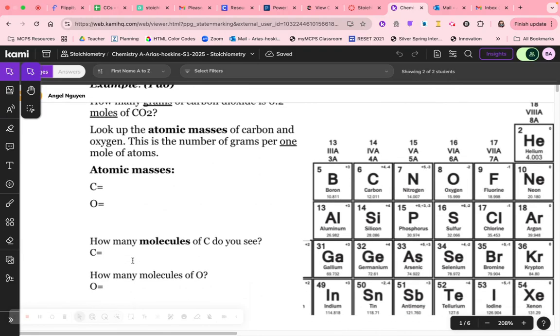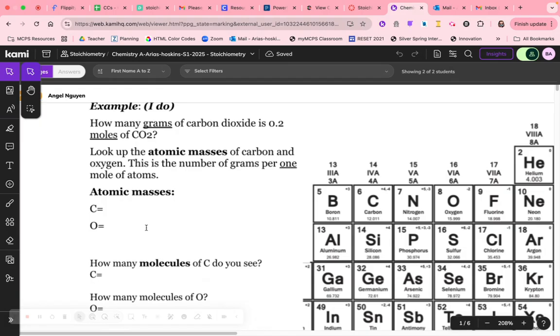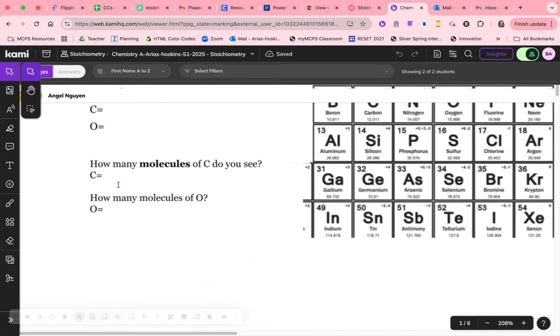Now it's asking you for the number of atoms. Since you have CO2, you know that C is 1 and oxygen is 2. C1 means that there is only one atom of carbon, and O2 means that there are 2 atoms of oxygen. Okay, so 1 here and 2 in here.